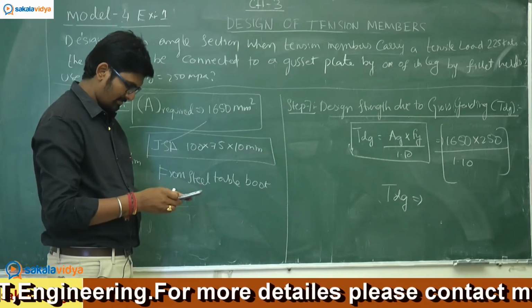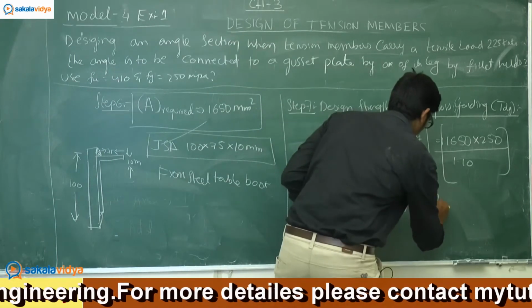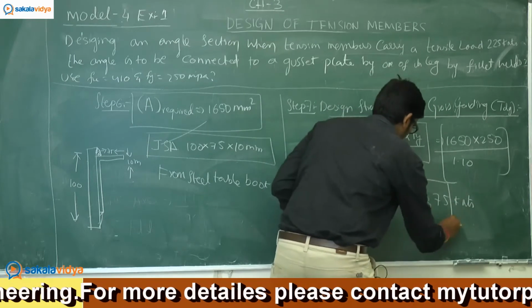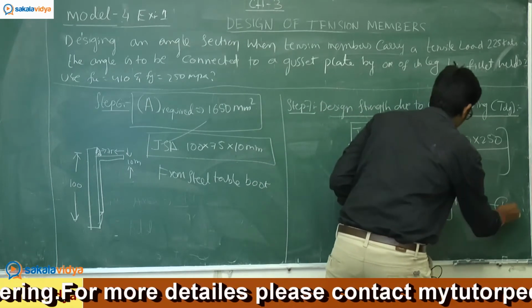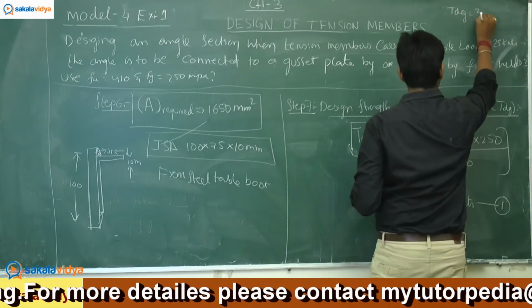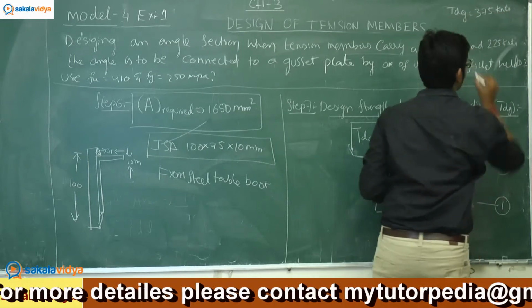It is divided by 10 power 3, 375 kilonewtons. So let us assume this as equation 1. Let us write here TDG is equal to 375 kilonewtons. So what is the second step?